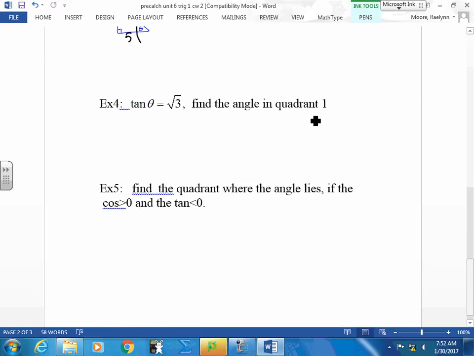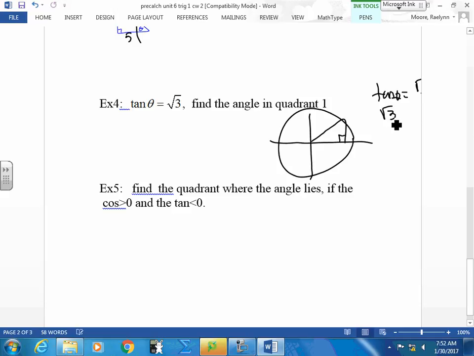Okay. I'm looking for an angle in quadrant 1. So I'm dropping my triangle in quadrant 1, and I know one thing. Its tangent is radical 3. I've got to find the rest of this. So what is tangent? What letters? Y over x. So I label my y radical 3. I label my x 1. Does that look familiar to you? What's the radius? 2. What angle is this down here? What reference angle? 60. So my angle is 60 degrees.